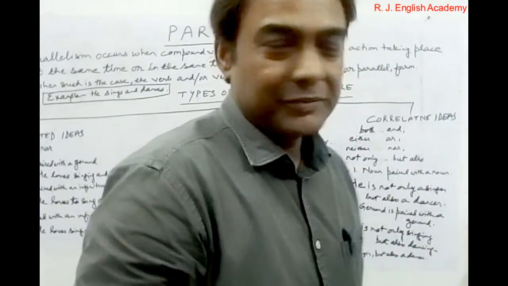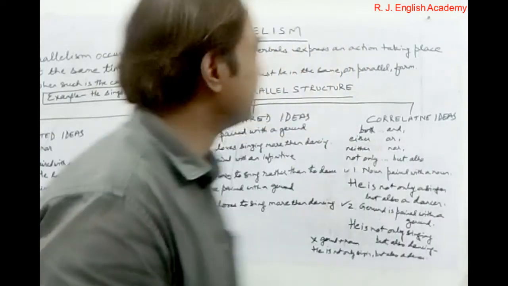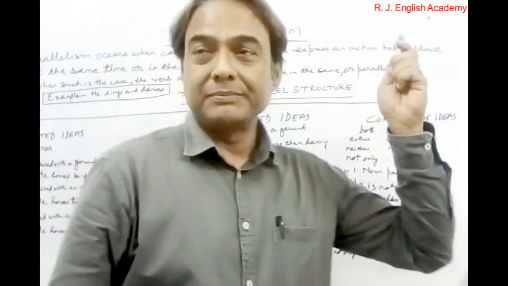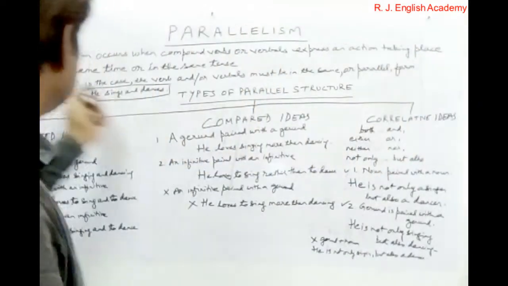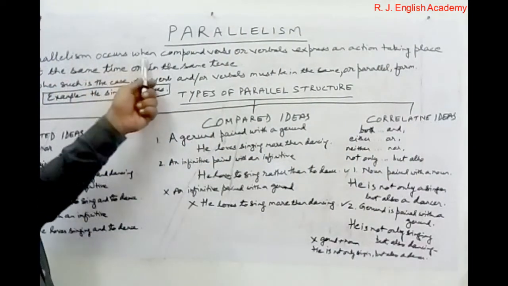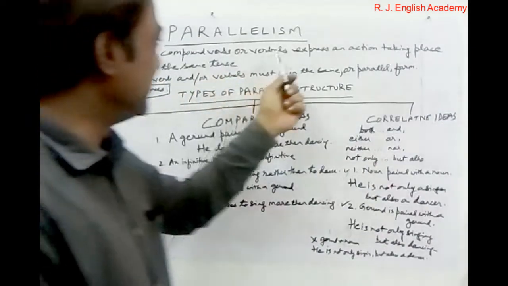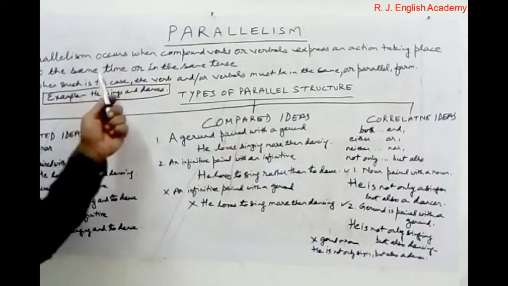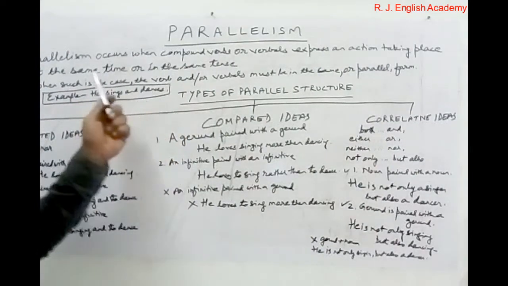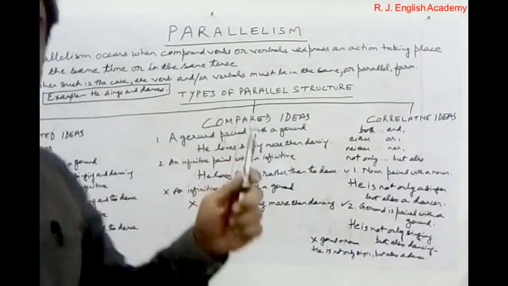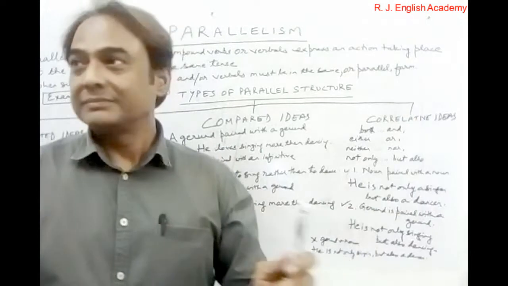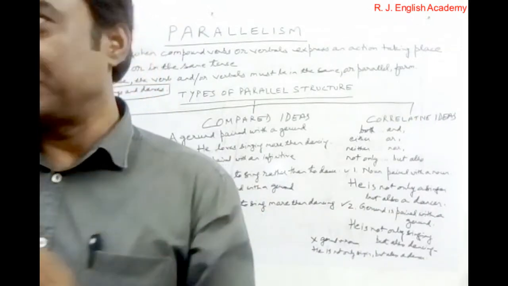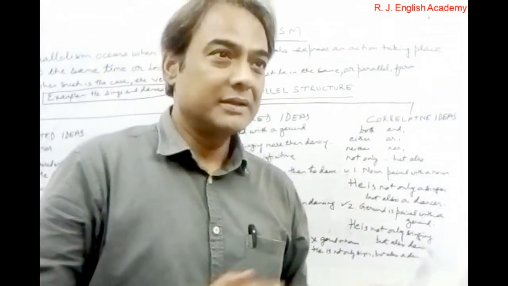Let's do a quick review. Parallelism. So what is parallelism? Parallelism occurs when compound verbs or verbals express an action taking place at the same time or in the same tense. Some action is taking place, it is taking place at the same time and in the same tense.